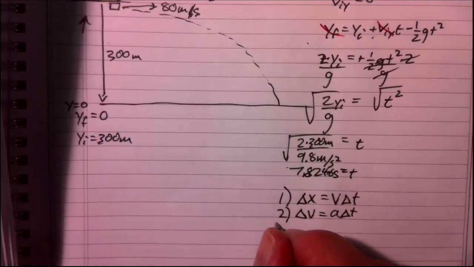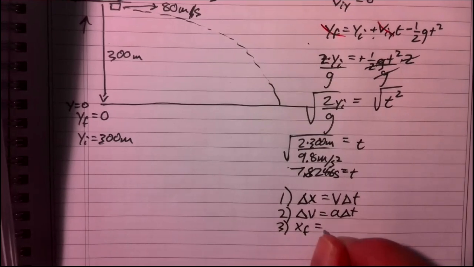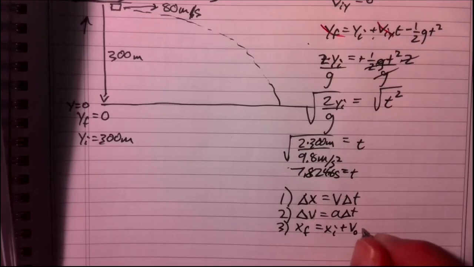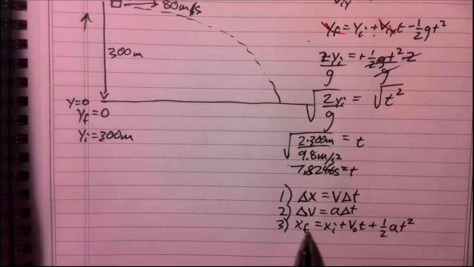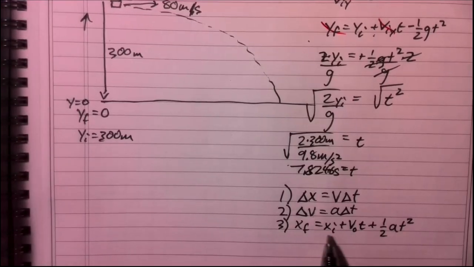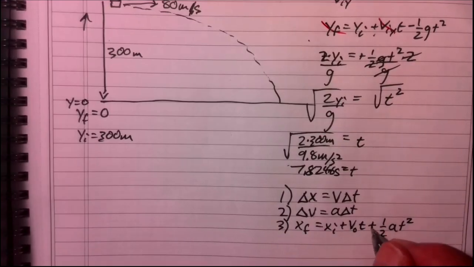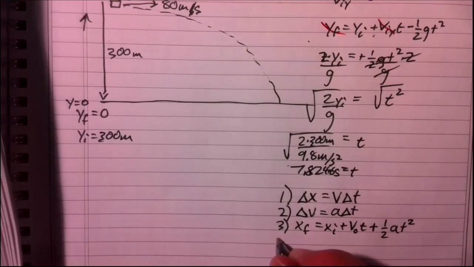Let's look at the other one here, three. This one is x final equals x initial plus your initial velocity times t plus, that's supposed to be t, 1/2 a t squared. And remember that x here could be y. It works in both x and y. And your acceleration could be negative. If this is in the y direction, then a is going to equal negative g. So that's the third equation.